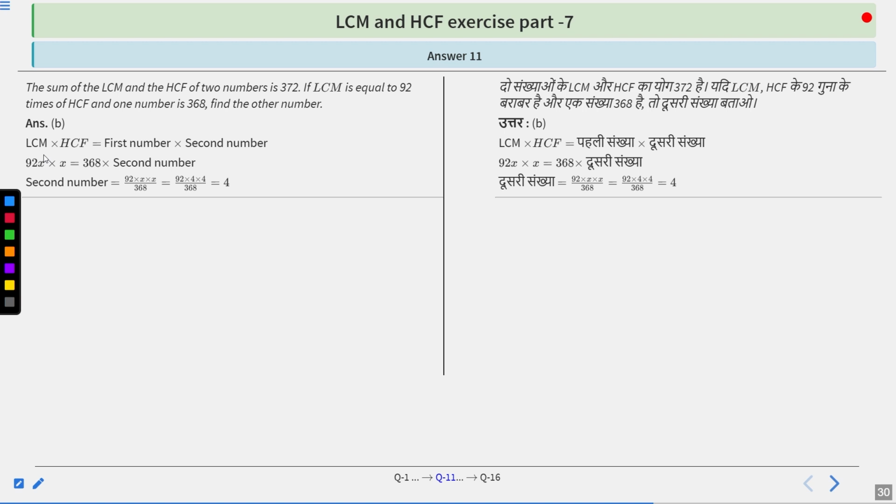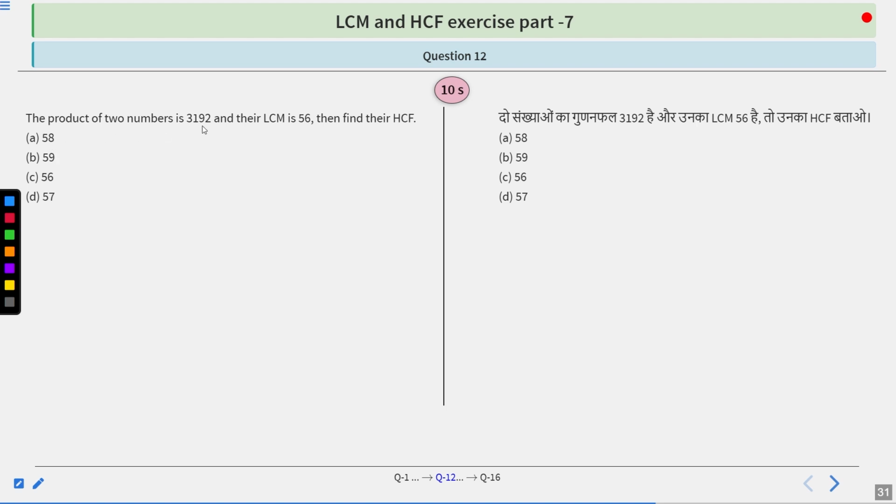Now we know that LCM into HCF is equal to first number into second number. Therefore 92X into X is equal to the first number, which was 368, into the second number, which we have to find. So the second number is equal to 92 into X upon 368. The value of X was 4. So 92 into 4 upon 368, that is 4, is the correct answer. Option number B.